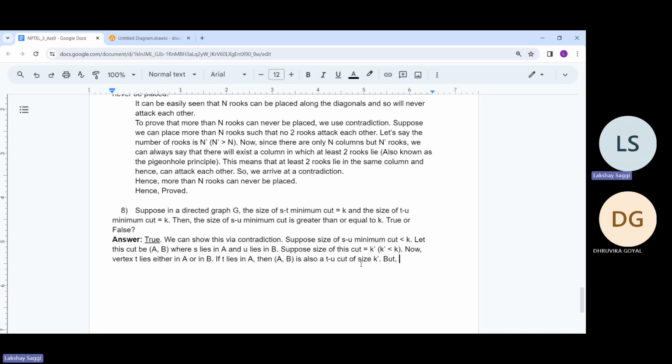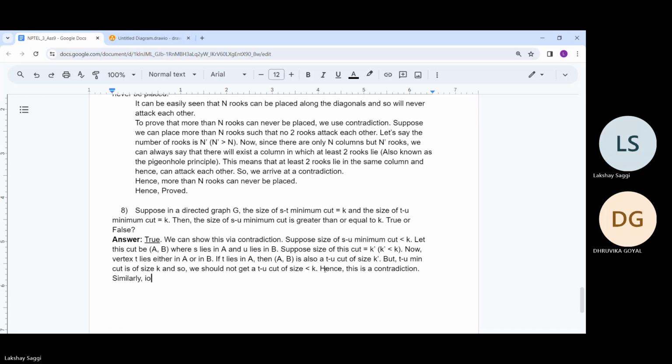But the TU min cut is of size K, and so we should not get a TU cut of size less than K. But we have already obtained a TU cut of size less than K because K prime is less than K. Hence, this is a contradiction.